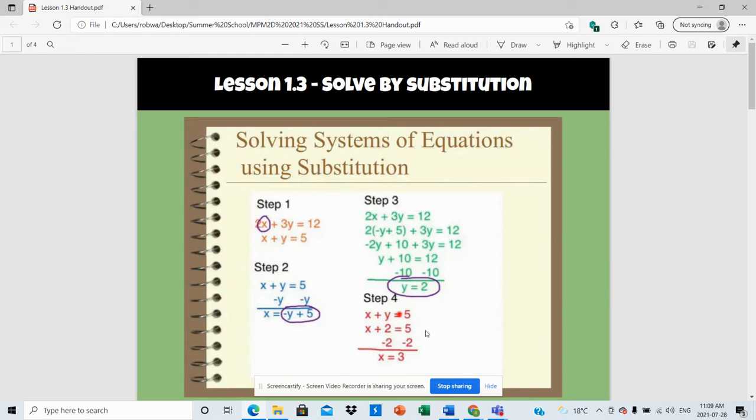Remember, the 2 goes over to the other side. It becomes a negative. So that's x equals 5 minus 2. And that's x equals 3. Don't forget at the end to put your coordinate point in brackets. In this case, you'd have bracket 3, comma 2.